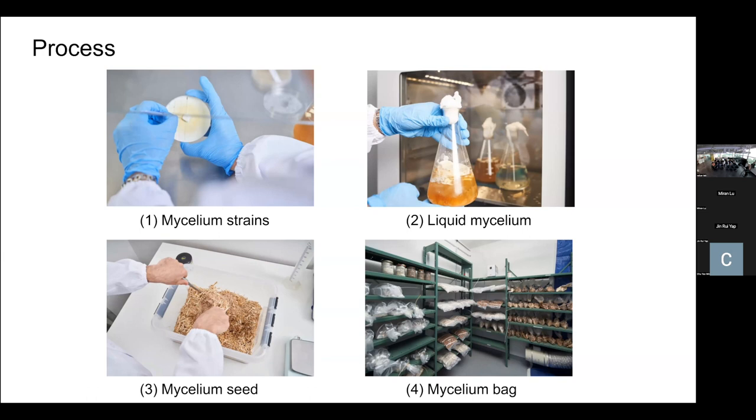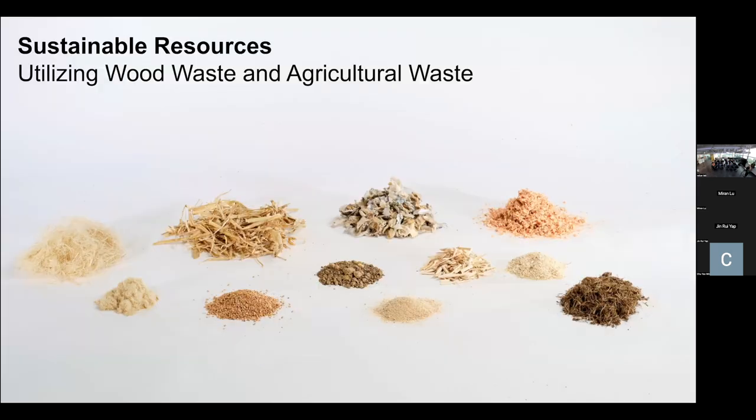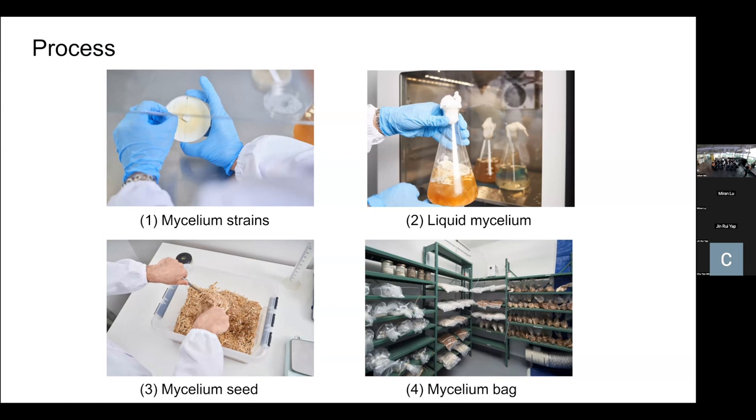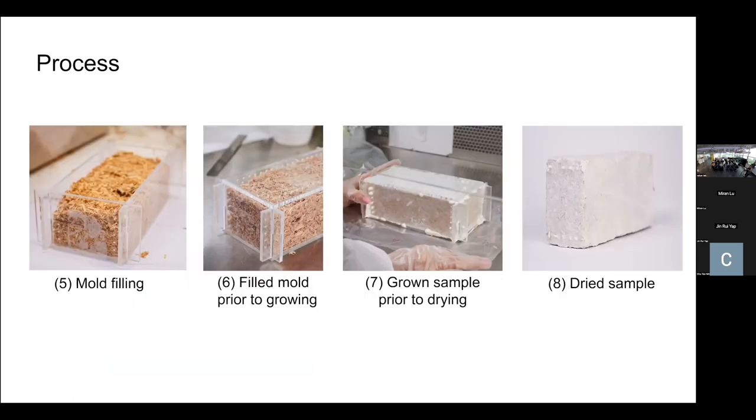In general, I like to put some pictures here so we can visualize a bit better what we are doing. It starts from a pure culture of mycelium, like any other biotechnology-based production, and then we develop liquid mycelium or a seed, which later on can be mixed with the substrate to develop a fully colonized batch of substrates. The colonized batch of substrates can later be molded into any shape for different applications. This is just an example: it can be grown into a lightweight or a dense material. I will explain in the following slides.